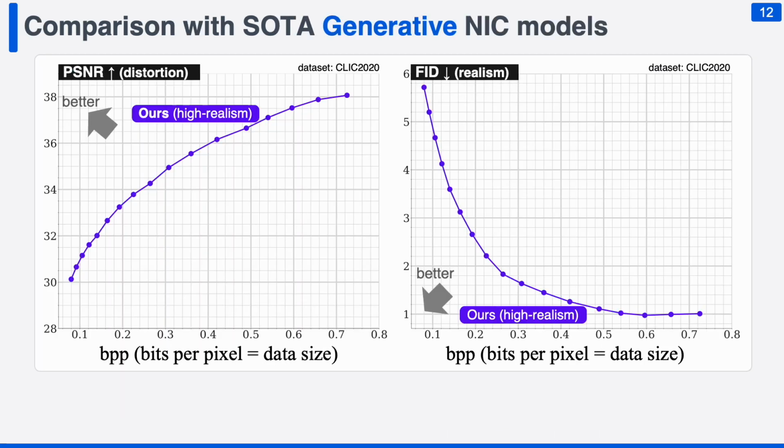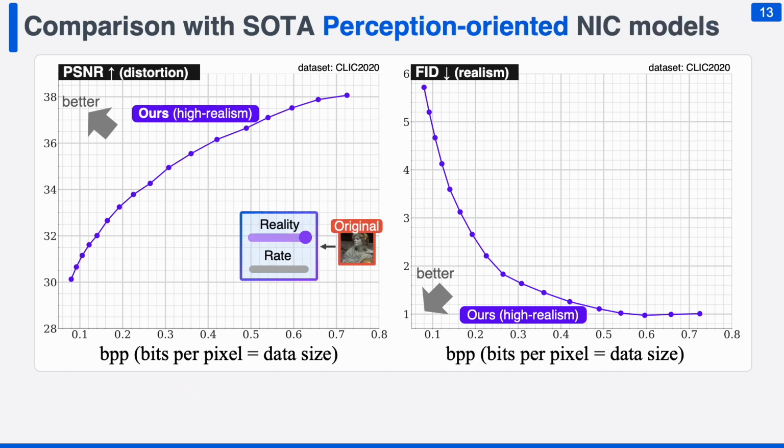First, we show the results of high realism mode. This graph shows PSNR and FID, and the x-axis represents BPP, bits per pixel, which is the data size after compression. Since our model can control the bit rate, we obtain distinct data points with a single model, like this. Note that with a single-rate NIC model, multiple models are needed to get multiple data points.